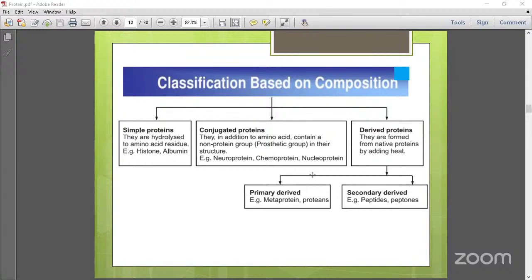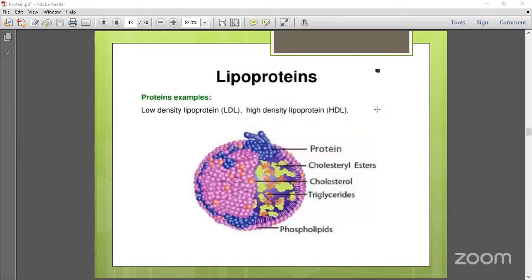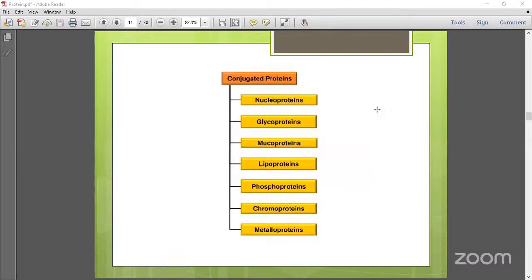When coming to the derived proteins, they are formed from the native proteins by adding heat. Those are the primary derived proteins, for example, metaprotein and proteans. And the secondary derived proteins are peptides and peptones. And when coming to the conjugated proteins, as we already discussed in the last two papers, those are nucleoproteins, glycoproteins, mucoproteins, lipoproteins, phosphoproteins, chromoproteins, and metalloproteins.